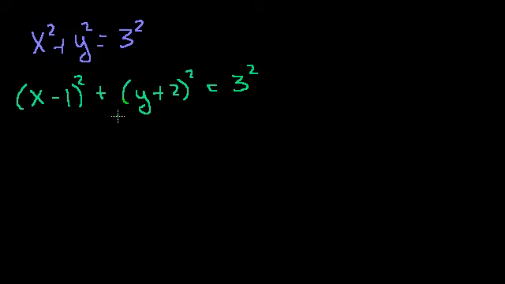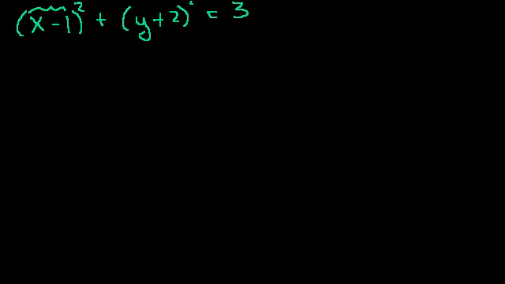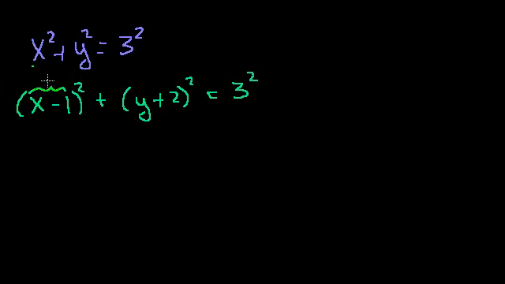Now all of a sudden this looks really complicated and daunting. But all you have to recognize is we just substituted an x minus 1 for the x, and we just substituted a y plus 2 for the y. So it has the same basic pattern as this circle.